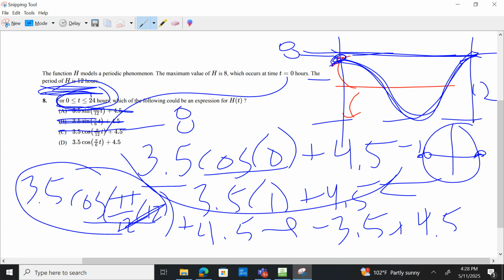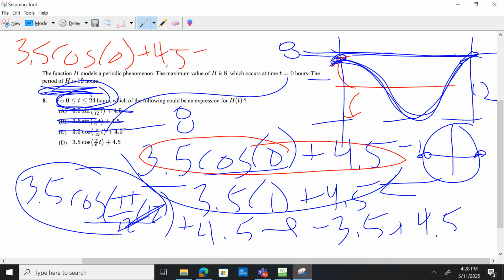Let's now try option D, and use the red, just to make sure I'm feeling confident with my answer. So when I plug in 0, again, we already know that I get an answer of 8. Why? Because cosine at 0 is 1, 3.5 times 1 is 3.5, plus 4.5 is 8. Okay, good.